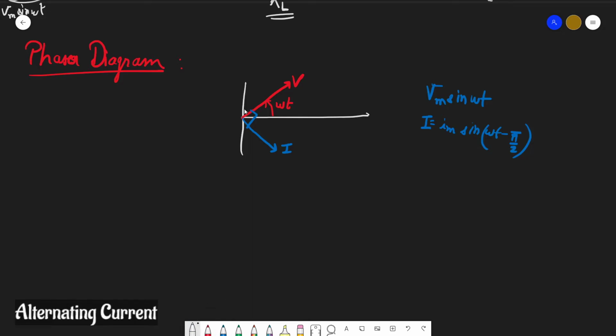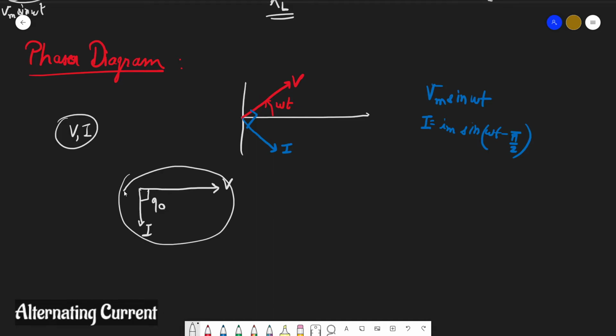You can take reference generally a voltage or current, any one of them is taken as reference. Suppose I am taking voltage as the reference phasor here, then with respect to voltage, current is lagging by 90 degrees. So this is also a more appropriate way to show the phase difference. Normally this kind of format is used more and is more convenient to use.